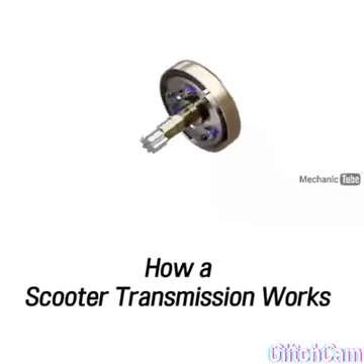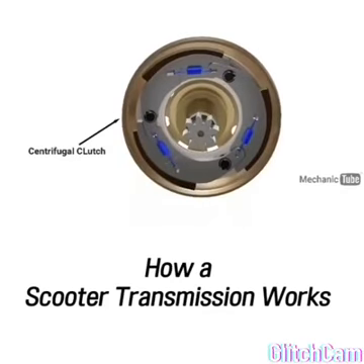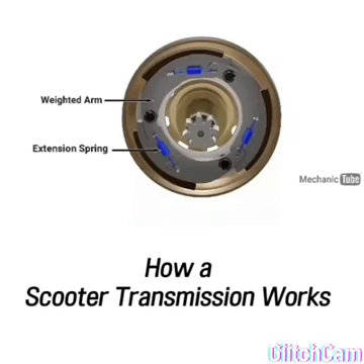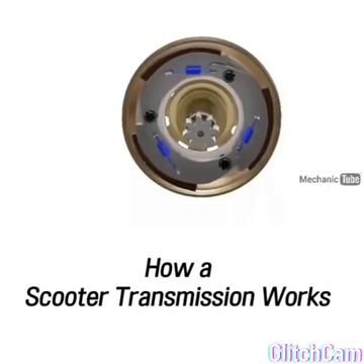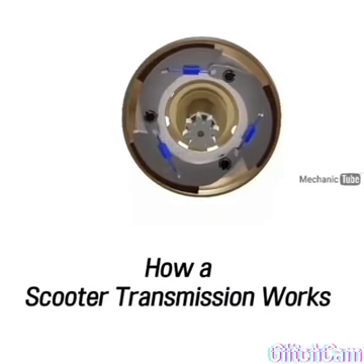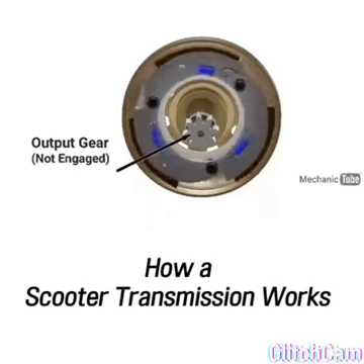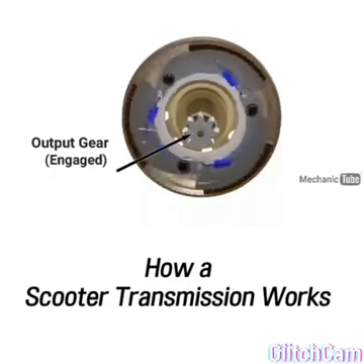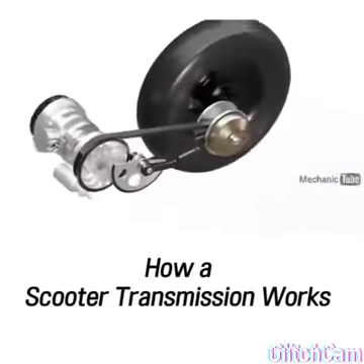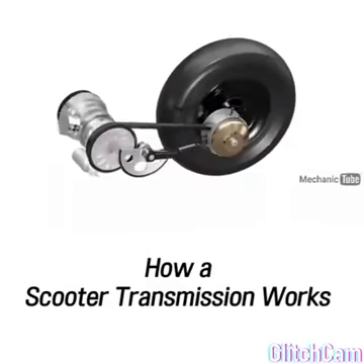This transmission system includes a centrifugal clutch assembly. The inner portion consists of weighted arms held in place by extension springs. These arms are connected to the pulley. The clutch housing is connected to the output gear. When sufficient speed is reached, the centrifugal force causes the arms to swing outward, and the friction pads engage with the clutch housing. The clutch housing transfers power to the rear wheel through a gear train.